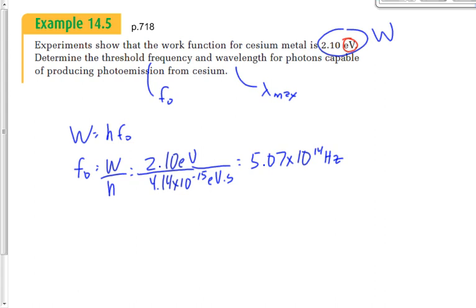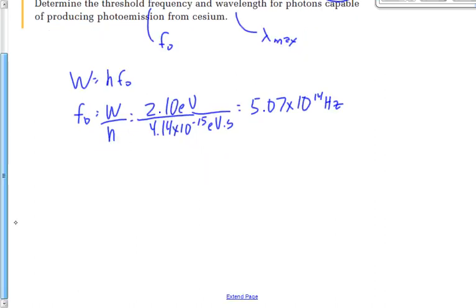All right, you want to find the wavelength now. I see a couple options for finding the wavelength. What's one of them? Brad told me at the beginning that I could use the equation W is equal to hc over lambda max. Does that work? Sure it does. Lambda max is equal to hc over the work function. Do the same thing here, guys.